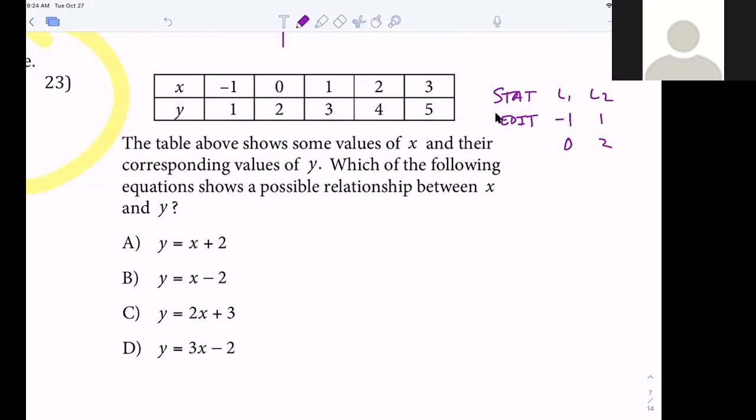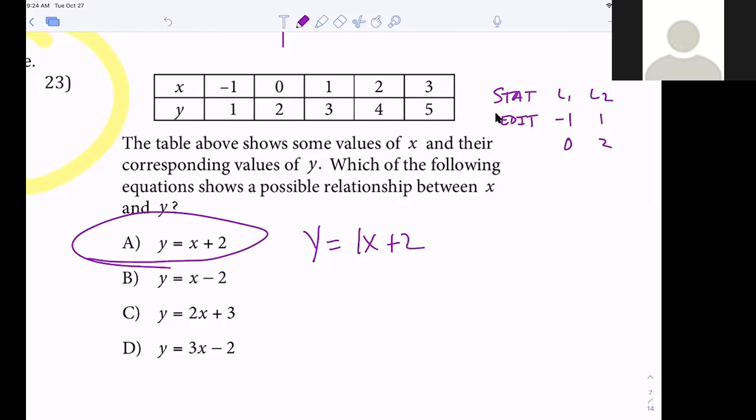Then go stat, then go over to calc, then go down to 4. Hit enter all the way through. And what is my answer? Y equals, which is A. Now, I can't help you, all right?